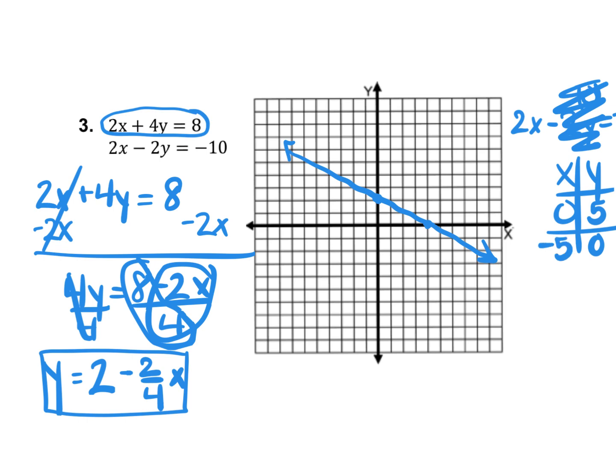All right, so let's go ahead and graph this. I'm going to plot the (0, 5), walk 0, up 1, 2, 3, 4, 5. And I have (-5, 0). And then I'm going to draw the line as straight as I can. The intersection is (-2, 3).